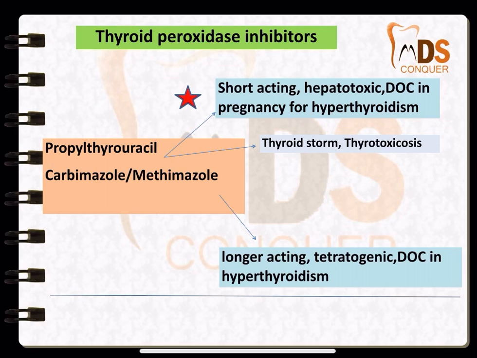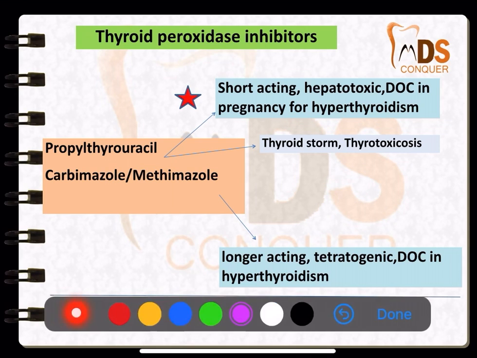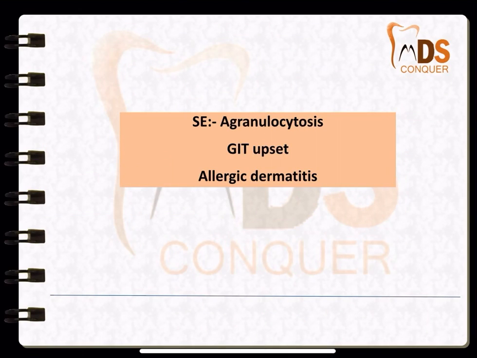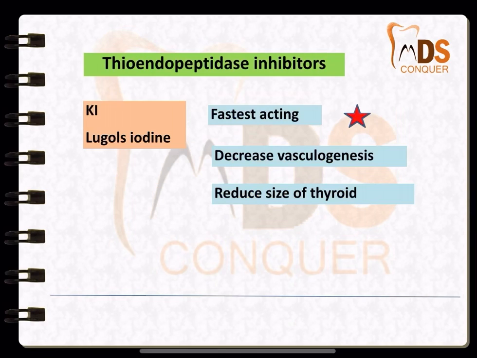Okay, so next, what are the thyroid peroxidase inhibitors? These are propylthiouracil, which is short acting and hepatotoxic, but it is the drug of choice in pregnancy for hyperthyroidism, whereas carbimazole, being teratogenic, cannot be given in pregnancy, but it is the drug of choice for hyperthyroidism otherwise. But in pregnancy you have to give propylthiouracil. Okay, next, side effects: agranulocytosis, GI upset and allergic dermatitis.